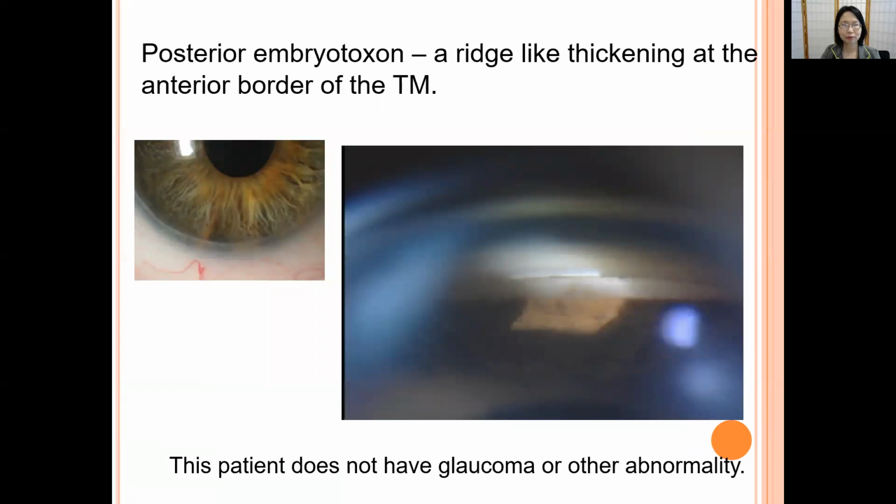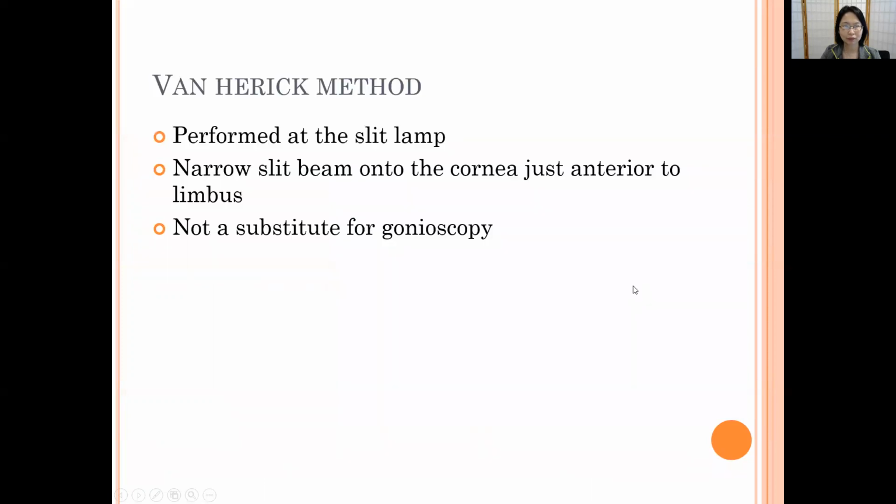Here's an example of posterior embryotoxon, which is a ridge-like thickening at the anterior border of the trabecular meshwork. And you can see that here, the patient does not have glaucoma or any other abnormality of the angle. And in fact, about 15% of normal patients have this posterior embryotoxon.